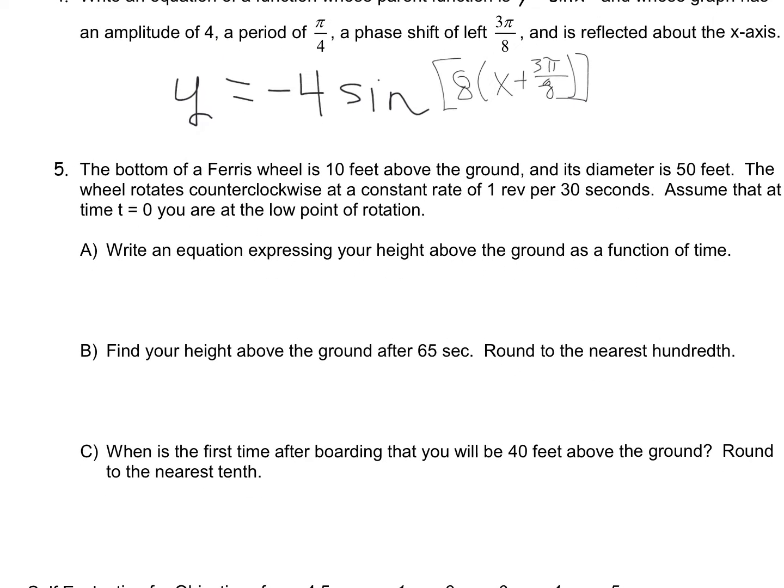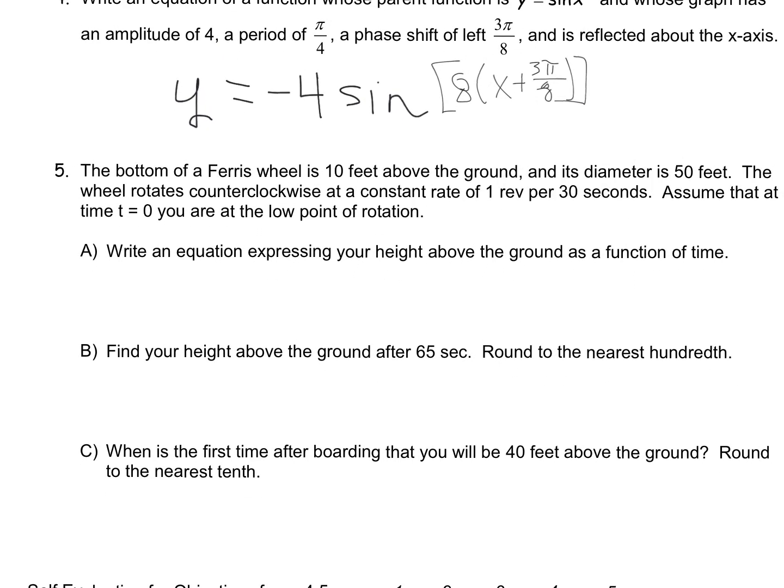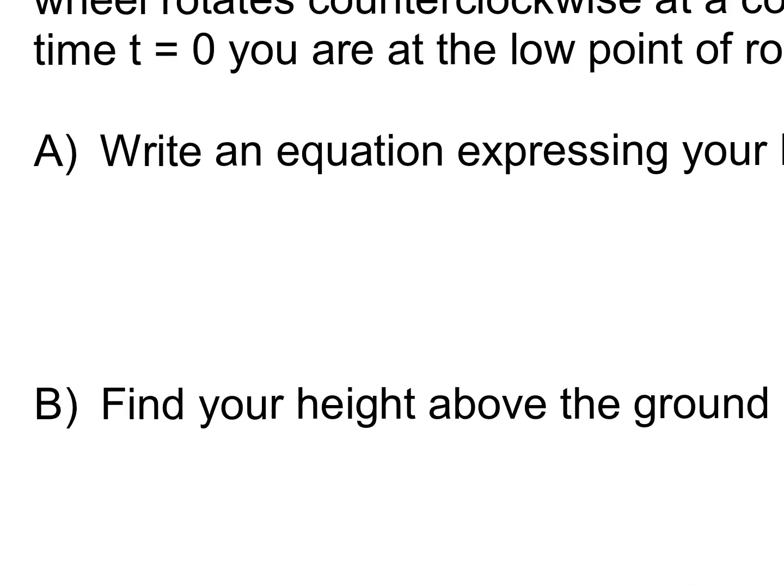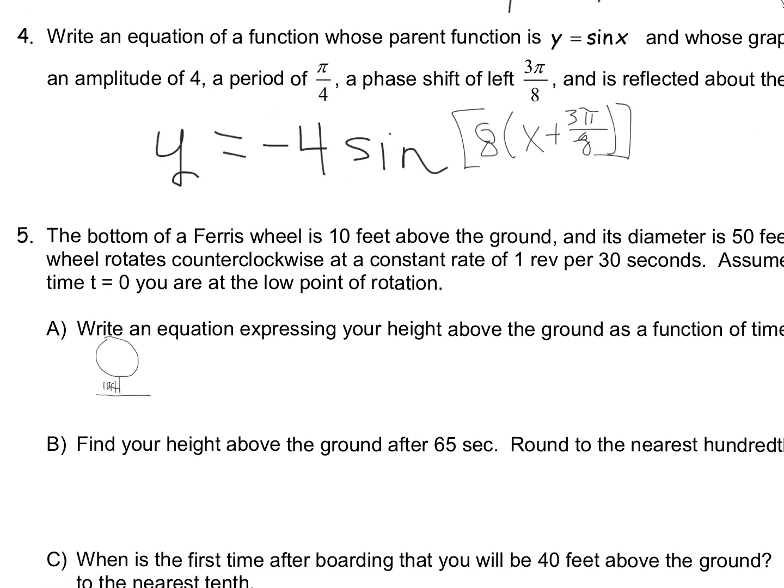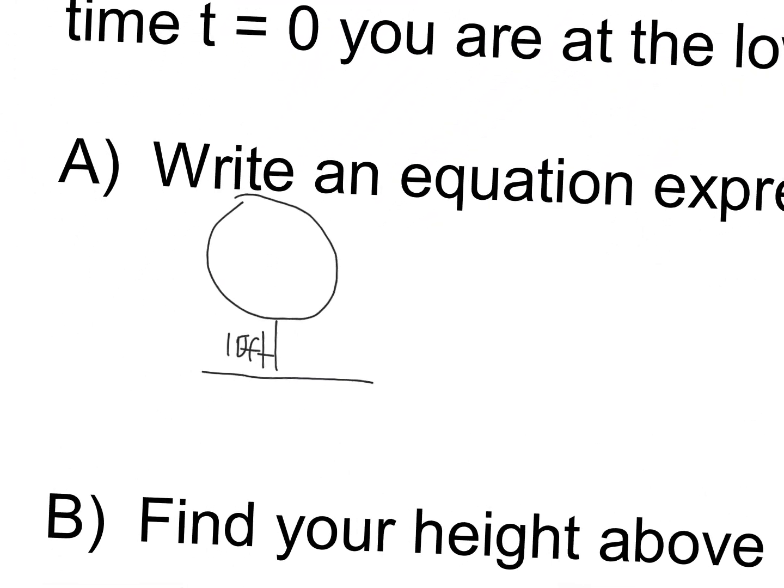So let's see what we have here. Bottom of the Ferris wheel, and I always like drawing a diagram. I'm going to zoom this in, so you have to zoom in and zoom out. That's okay. So I have the Ferris wheel here. Bottom is 10 feet above the ground, so I'm going to put 10 feet there. And we have a diameter of 50 feet, so that means I have a radius of 25 feet.